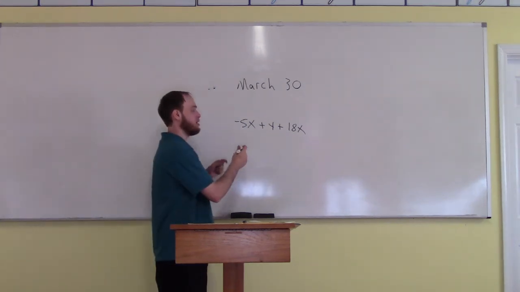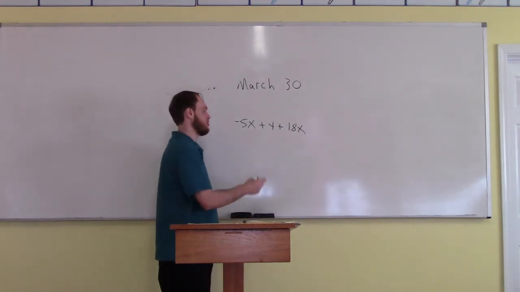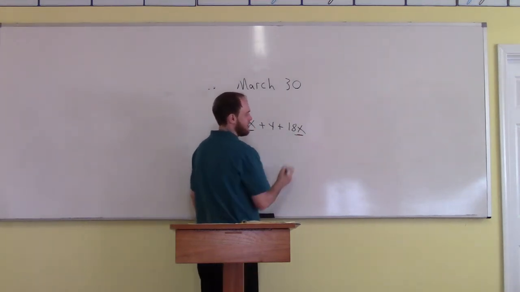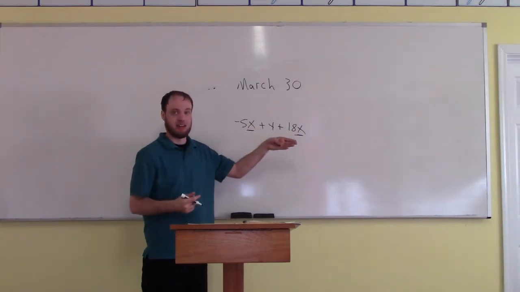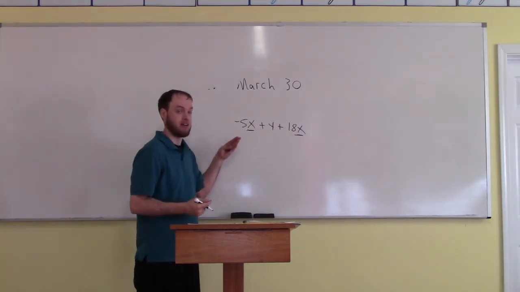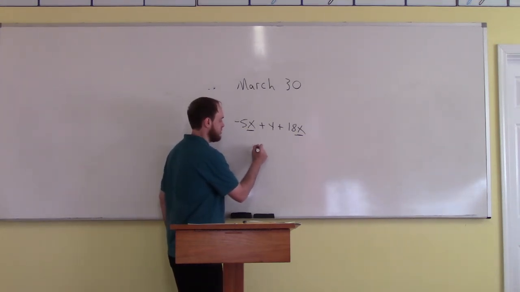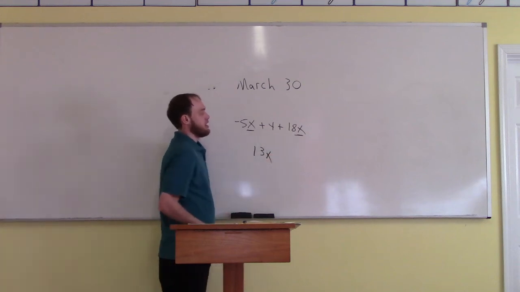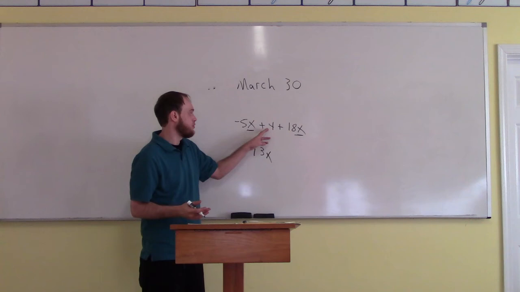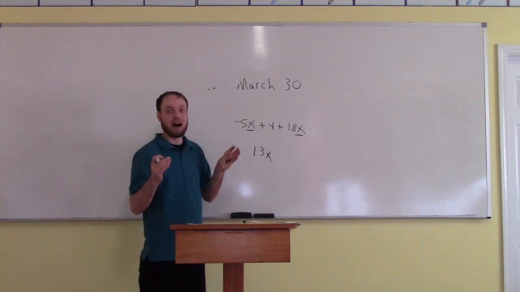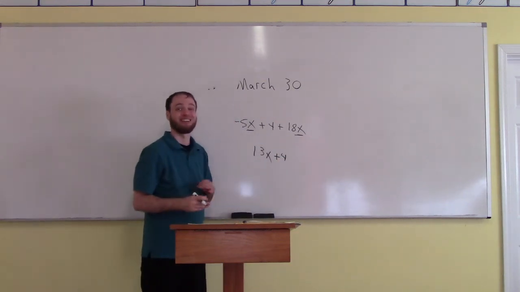So we're going to take, well, like terms we can combine. If they're different, you have to leave it. And so notice we have an x and an x, so we can combine those two. And so negative 5x plus 18x, or 18x minus 5x, would leave you with 13x. And then the plus 4 has nothing to combine. We can't combine the 4 and the 13 because the 4 doesn't have an x. So you can only combine the same things. And so your final answer just has that plus 4 on the end because they're unlike terms.